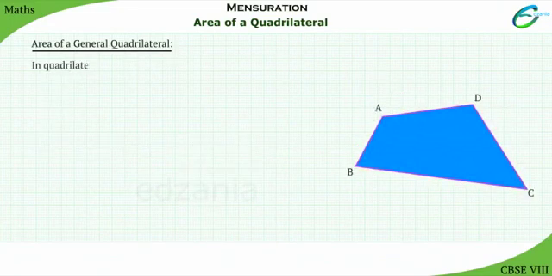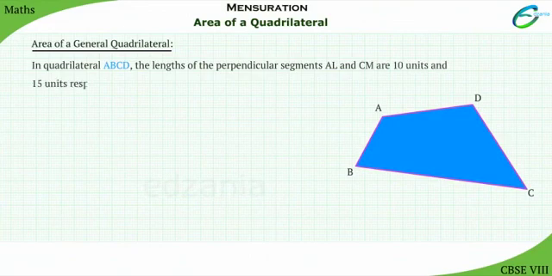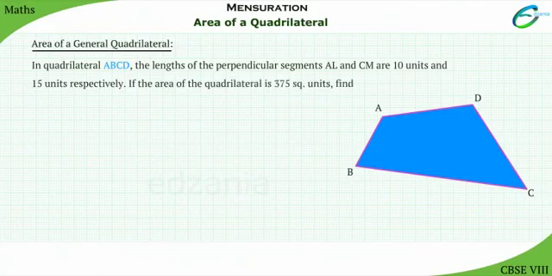In quadrilateral ABCD, the lengths of the perpendicular segments AL and CM are given as 10 and 15 units respectively. If the area of the quadrilateral is given, find the length of the diagonal BD.